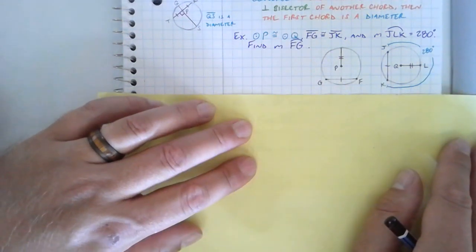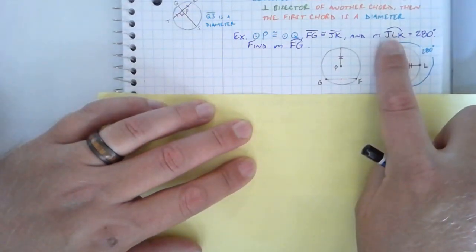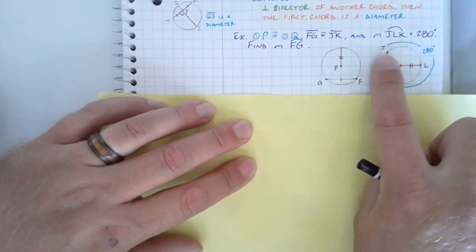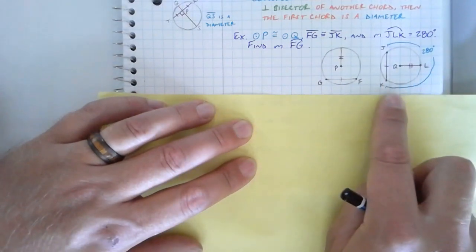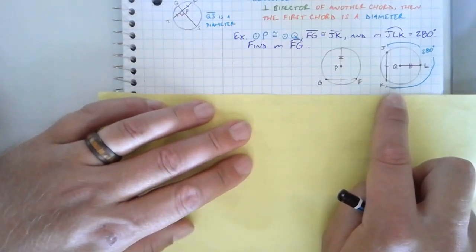All right, and then they tell me one other piece of information that will come in handy here. They tell me that major arc JLK, so this is a reference to section 2 on arc measurement. Major arc JLK, that's J to L to K, this major arc here. It's actually explicitly drawn as well. They tell me that that's 280 degrees. And that's it. That's all they tell me.